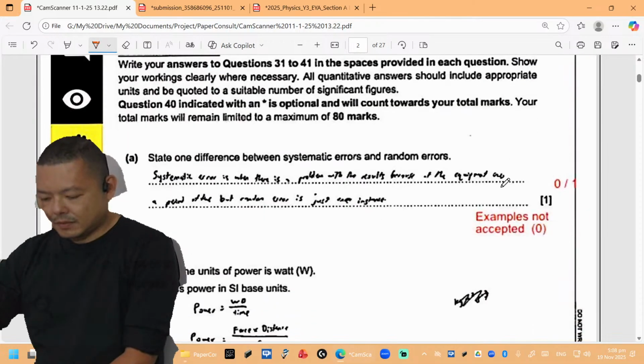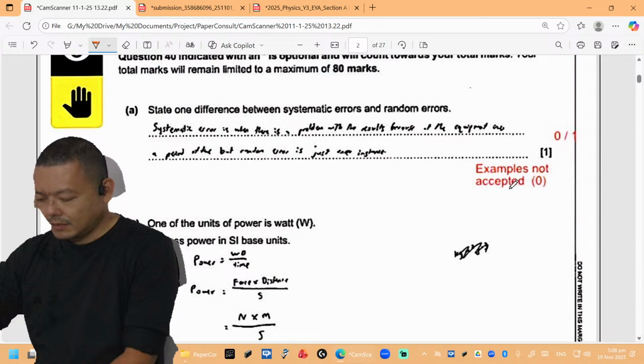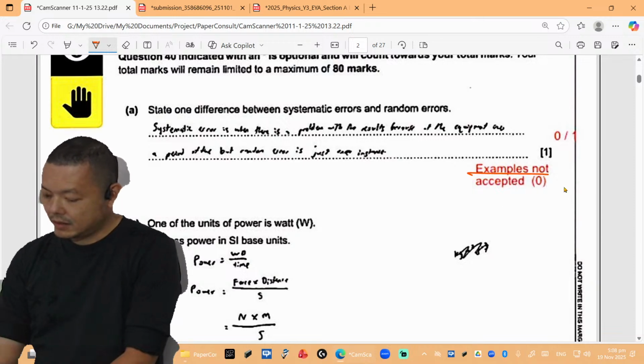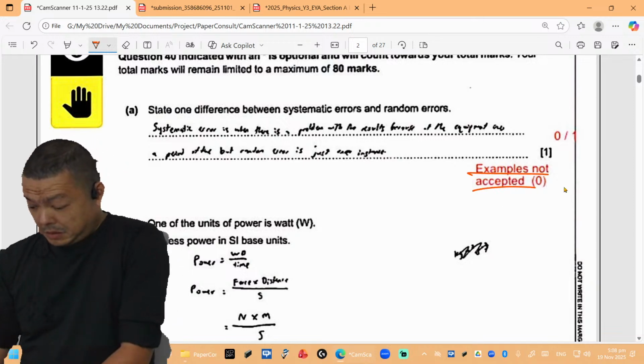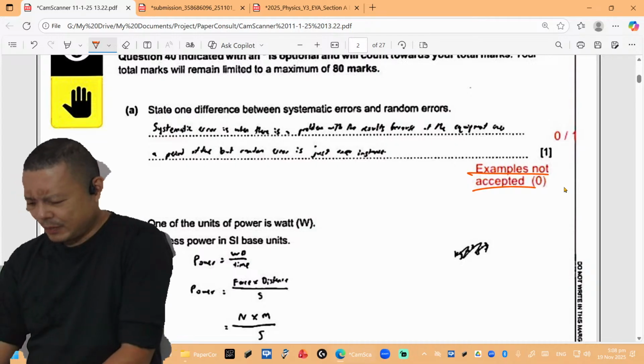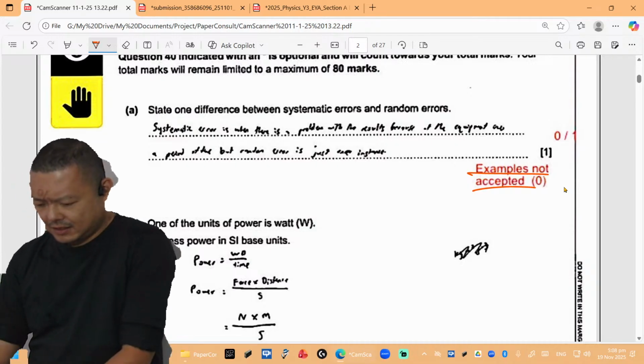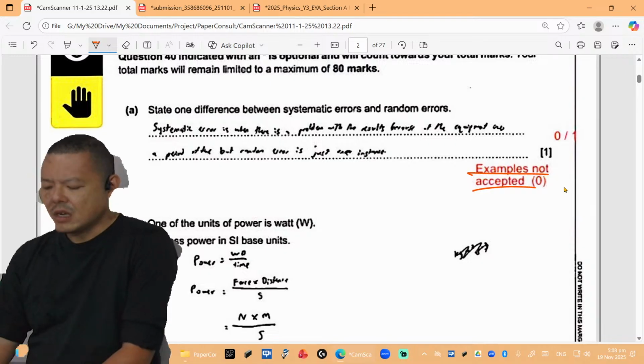Tell me. Examples not accepted. Brother, I need to understand what you're writing. I cannot see what you're writing. Oh, no. Okay, so no.